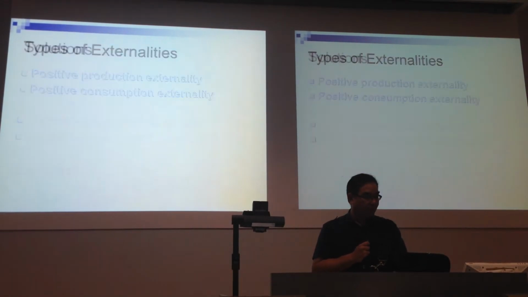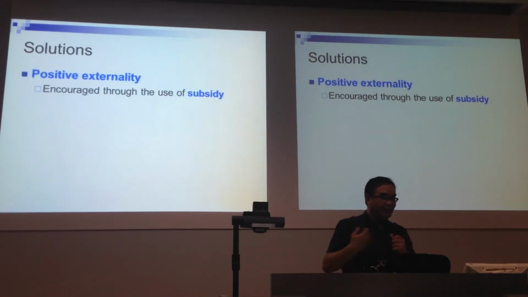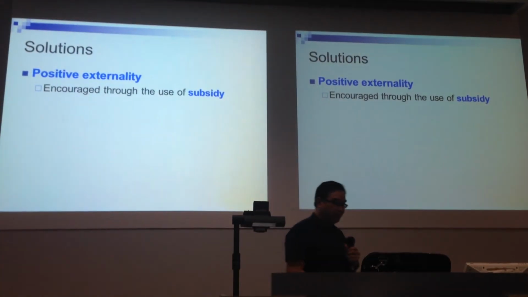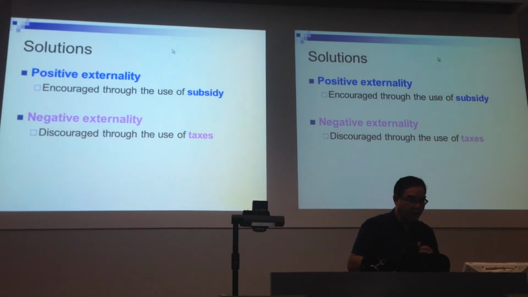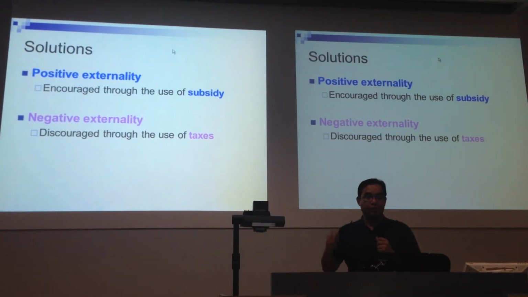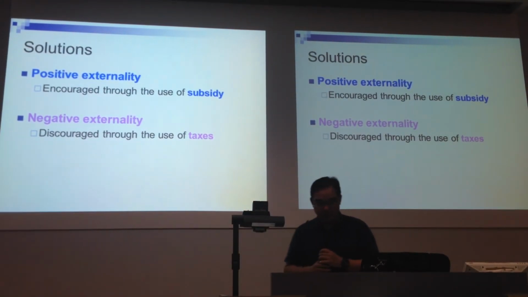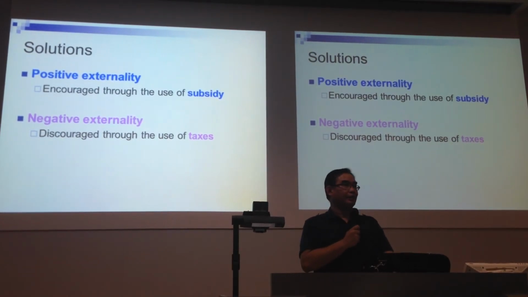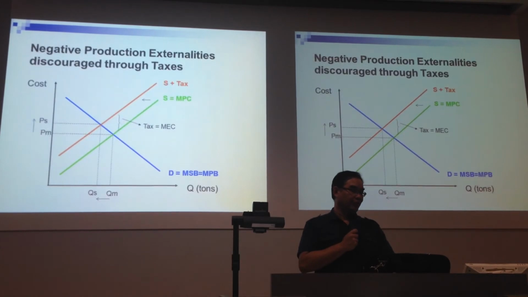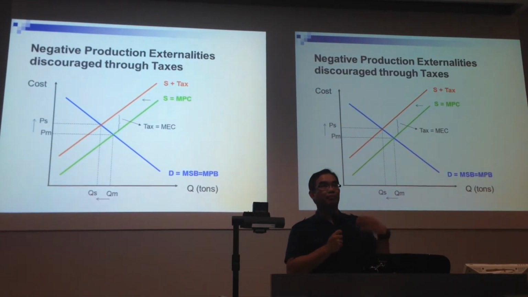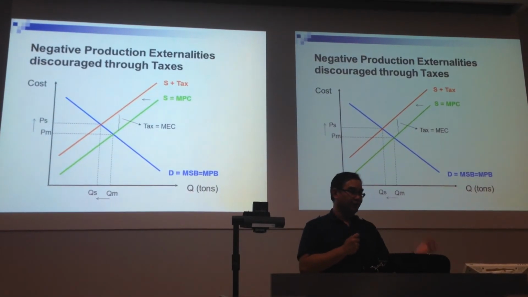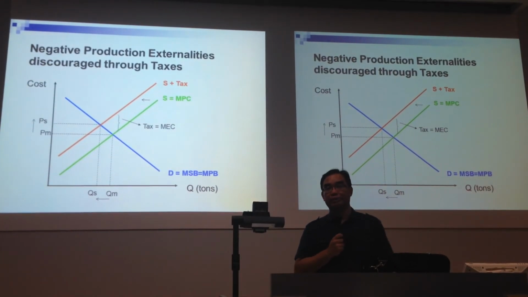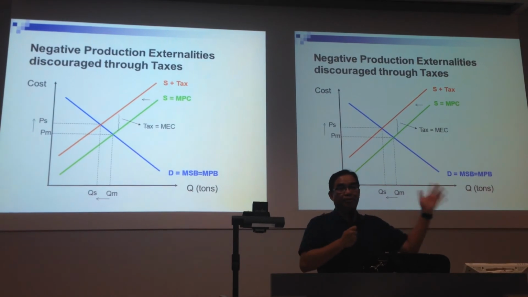If it's a positive externality, it should be encouraged through the use of a subsidy. But if it's a negative externality, it should be discouraged through the use of taxes. So we give you an example. Okay, what happens if there's a negative externality? When you impose a tax, the supply curve will shift to the left. The price will increase and the quantity will decrease. Right? So this will reduce the amount of the externality.